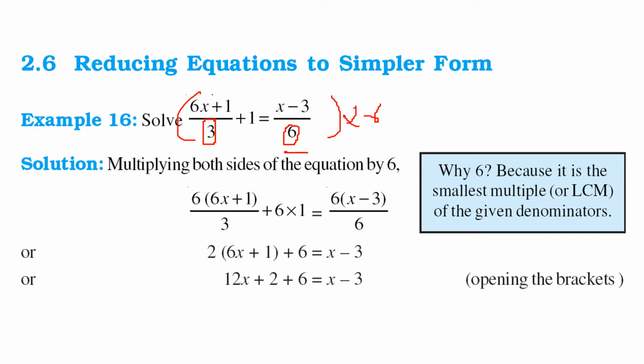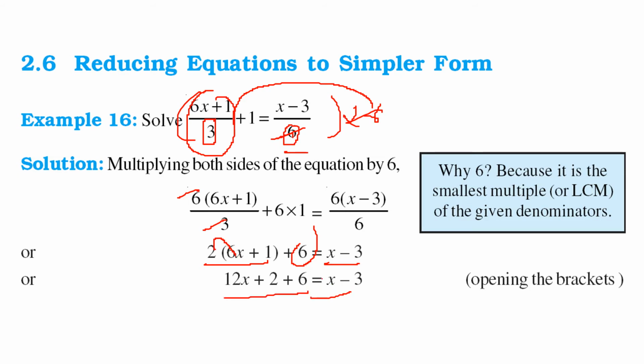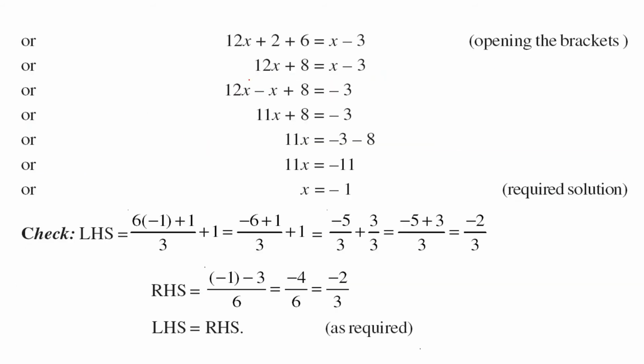When we multiply this by 6, it will give you 2 into 6x plus 1. When you multiply 6 with 1, you get 6. When you multiply 6 with x minus 3 by 6, you get x minus 3. Now multiply this 2 inside: 12x plus 2 plus 6 equal to x minus 3. Now transfer this x here and transfer this 6 plus 2, 8, to the other side. So 12x minus x will be 11x, and 8 will go there, that will be minus 11. So 11x will be equal to minus 11, divide both sides by 11, you get x equal to minus 1. So this is how we can reduce into simpler form. You can check it also.